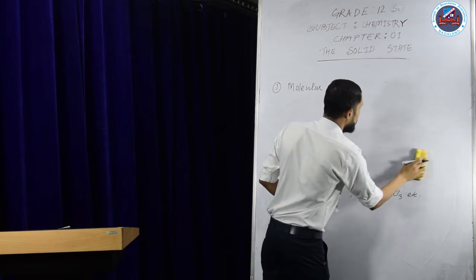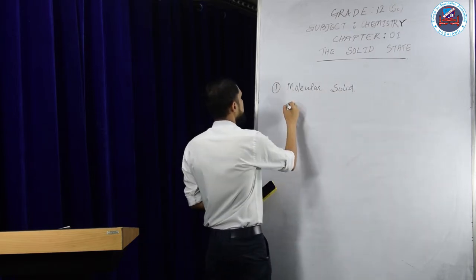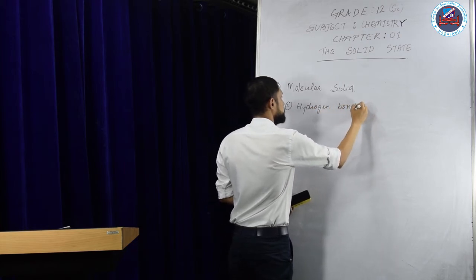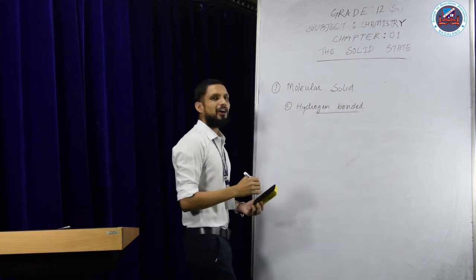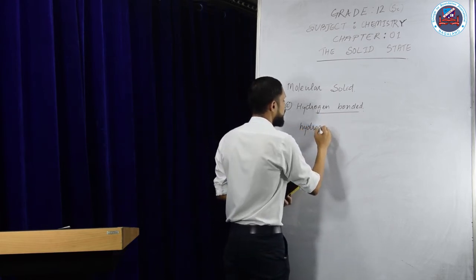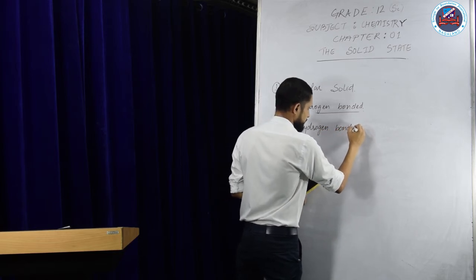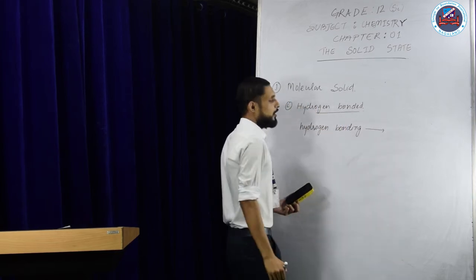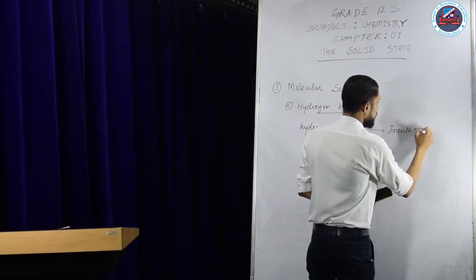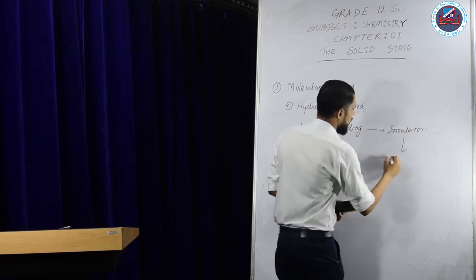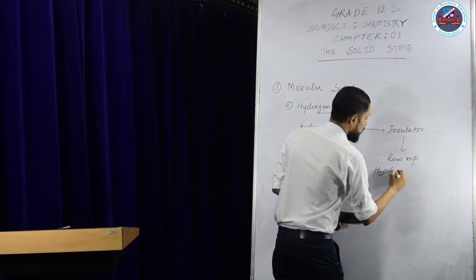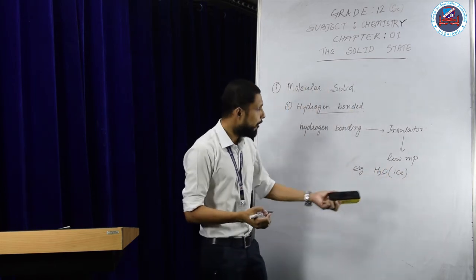The third type of molecular solid is hydrogen bonded. The type of force between the molecules is hydrogen bond, or you can say hydrogen bonding. They are also poor conductors, that means they act as insulators, and they have low melting point. Example, H2O, that is ice, H2O in solid form, ice.